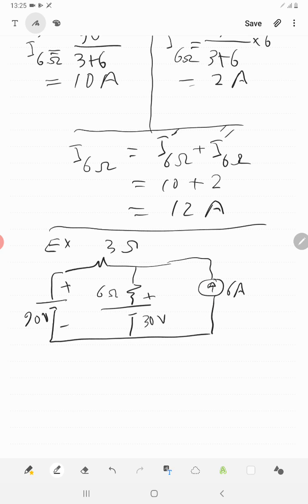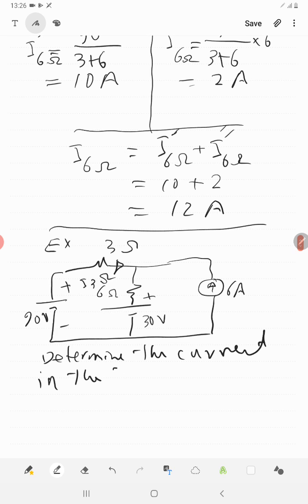Okay, so we want to determine the current now, I3 ohms. So determine the current in the 3 ohms resistor using superposition.